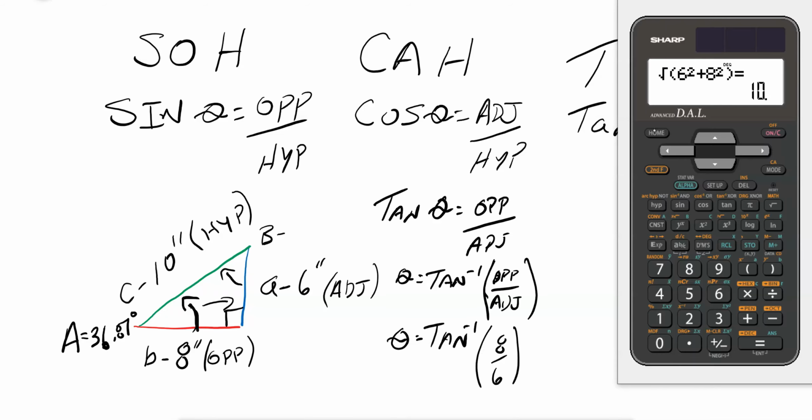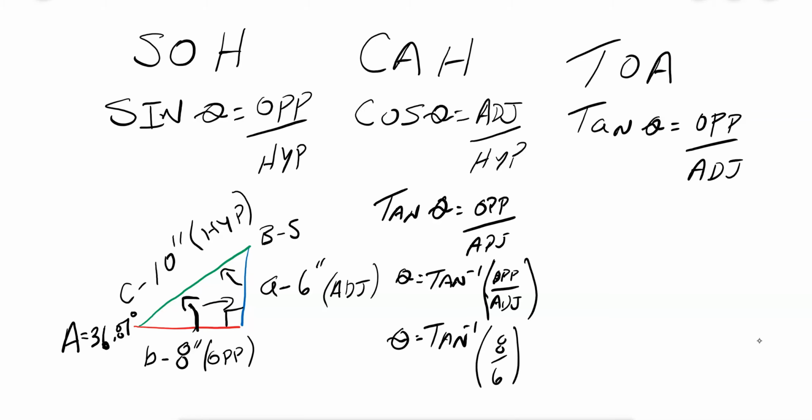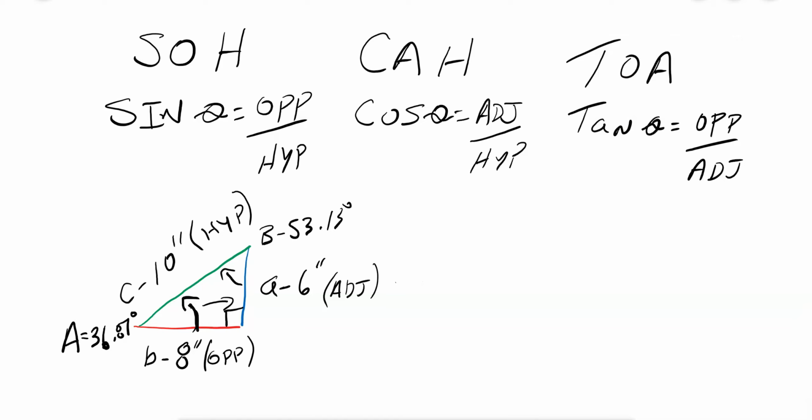Bring up our calculator. We'll clear everything. Second function tan gives us our inverse tan. Open bracket, 8 divided by 6, close bracket, equals 53.13 degrees. If we've done this correct, our three angles, 90, 36.87, and 53.13 should equal 180 degrees.